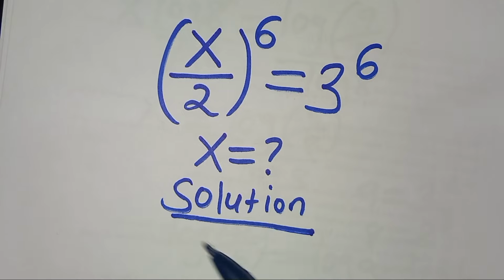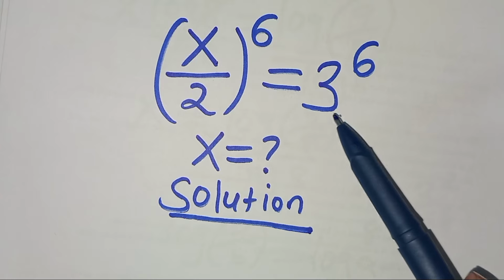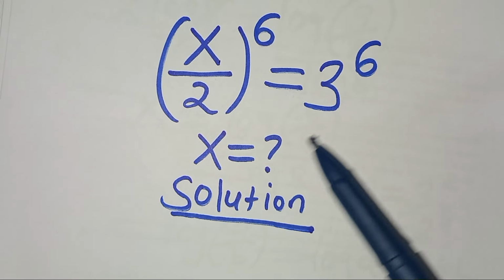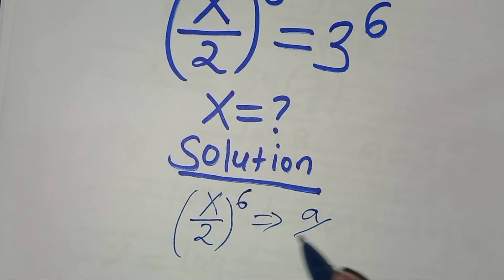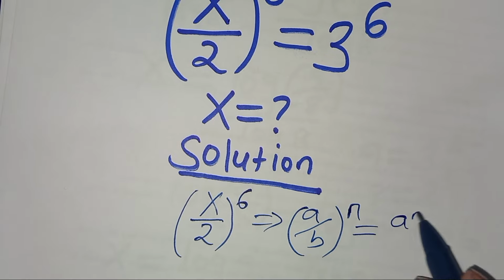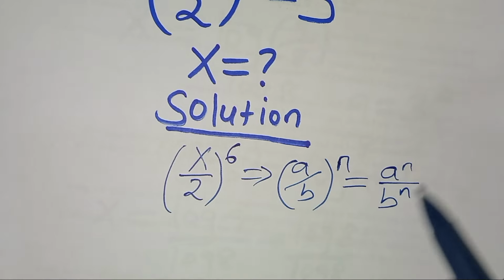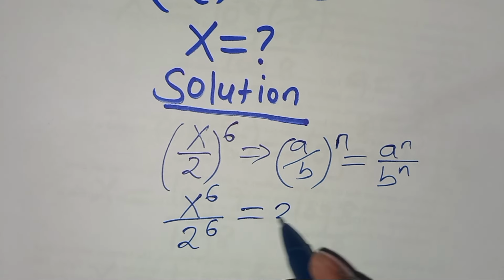Now, the solution to this exponential problem, which is (x divided by 2) raised to power 6 equals 3 to power 6. Now, what is the value of x? Now, (x divided by 2) to power 6 is essentially in the form of a divided by b raised to power n, which we can express as a to power n divided by b to power n. Applying this exponent property, we'll have x to power 6 divided by 2 to power 6, which is equal to 3 to power 6.